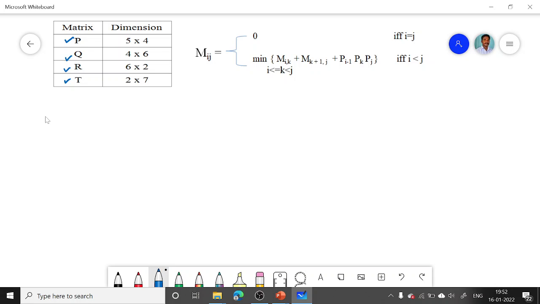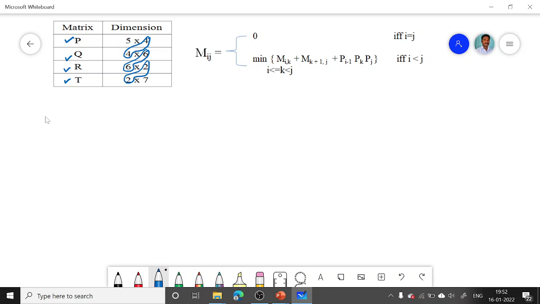And the P dimensions are 5, 4. Q dimensions are 4, 6. These two are same, then only matrix multiplication is possible. Q dimensions are 4, 6 and R dimensions are 6, 2. Yes, these two are the same. And R and T, like R is the 6 by 2 and T is the 2 by 7. Yes, problem is solvable.